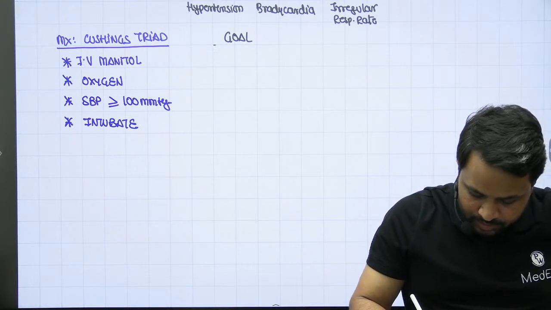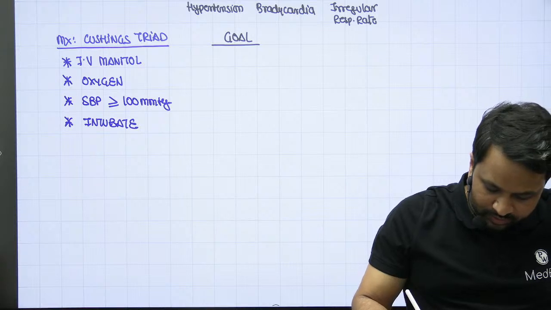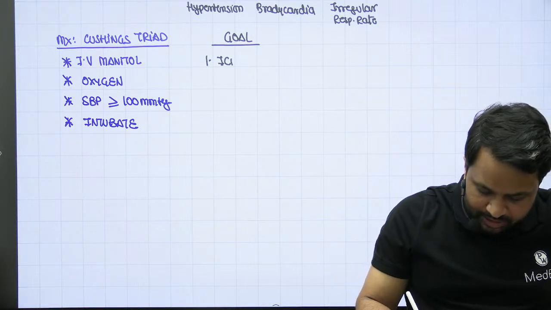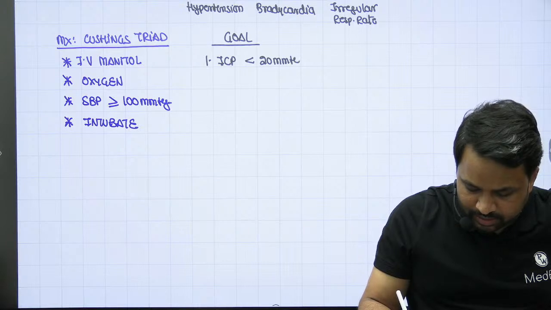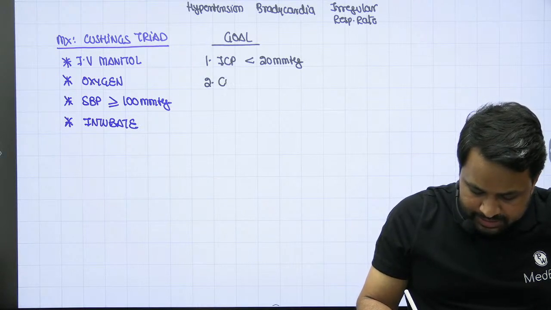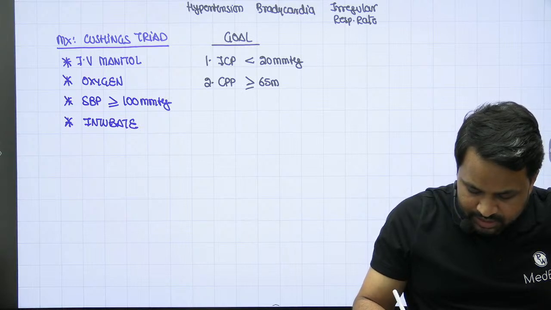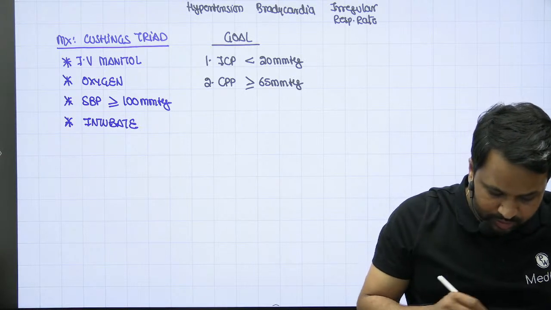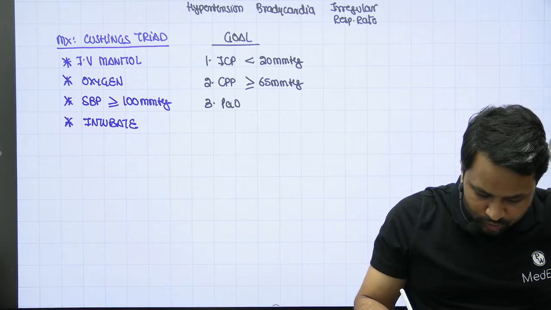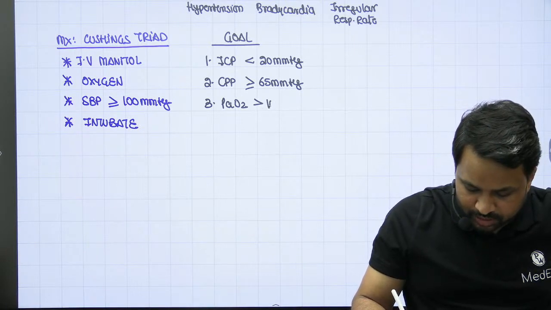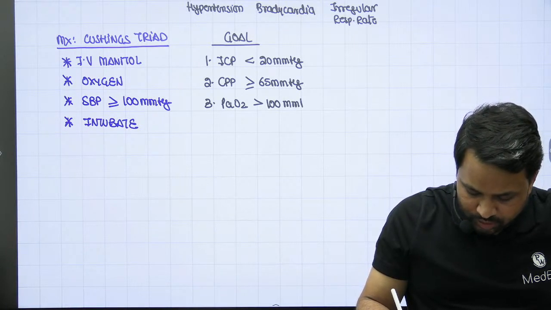What is the goal that you have? The first goal: the intracranial pressure should be maintained at less than 20 millimeters of mercury. Second goal: the cerebral perfusion pressure should be maintained at more than or equal to 65 millimeters of mercury. Okay. Then maintain the partial pressure of oxygen to be more than 100 millimeters of mercury.